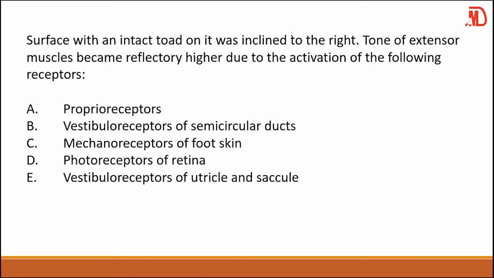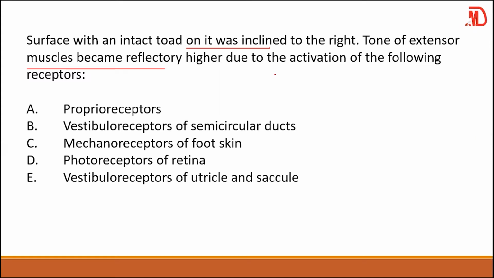A surface with an intact toad on it was inclined to the right. The tone of the extensor muscles became reflexively higher due to the activation of the following. Guys, I made mention in our just previous slide: what controls muscle tone? Who can tell me? Muscle tone. The vestibular system. So even without knowing your answer, you know the muscle tone deals with the vestibular system.